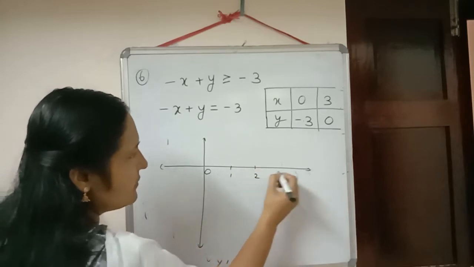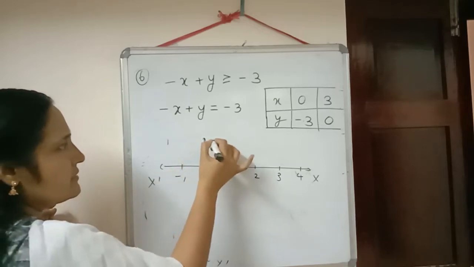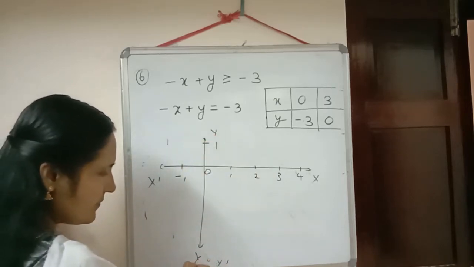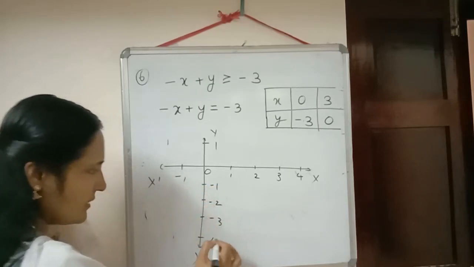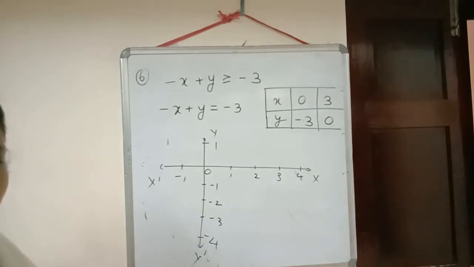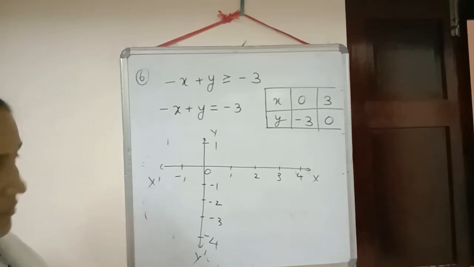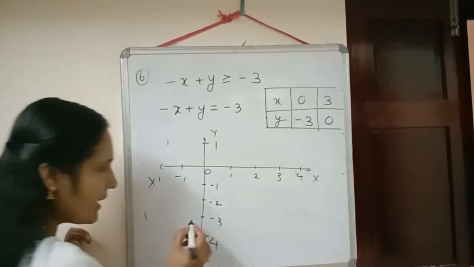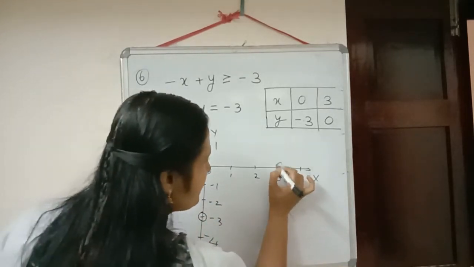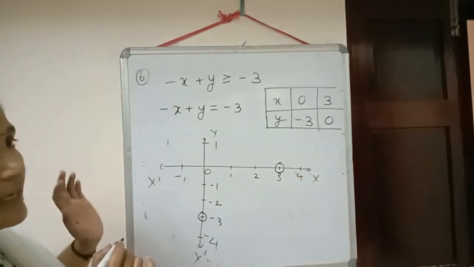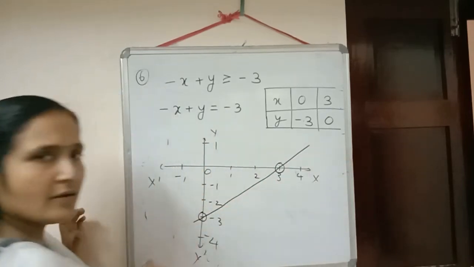0, 1, 2, 3, 4. Here we have x, x dash. 1 we can mark here. Y dash is already marked there. Then minus 1, minus 2, minus 3, minus 4. Draw the graph according to the coordinates there. Don't draw a big graph. Now plot the points there. First is 0, minus 3, and then we have 3, 0. Here we got the points, and it is an inequality with equality, so use straight lines there.